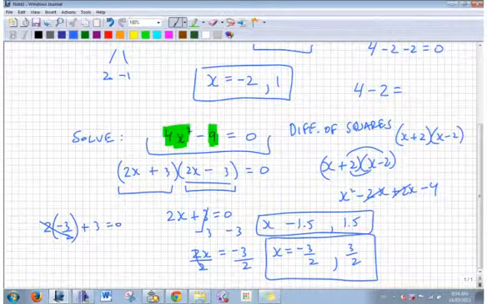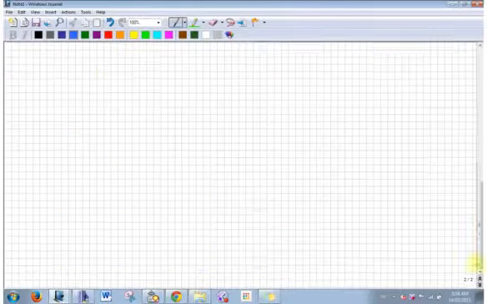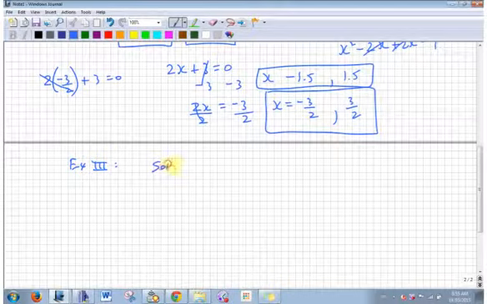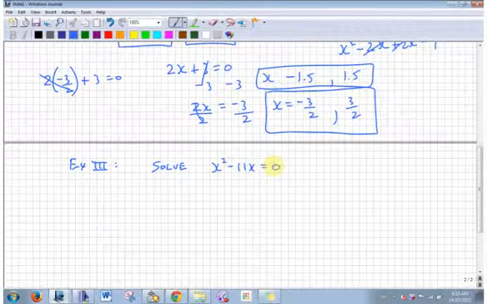Ready? One more. Example 3. Solve. But I'm consistently inconsistent. But it is the third example.